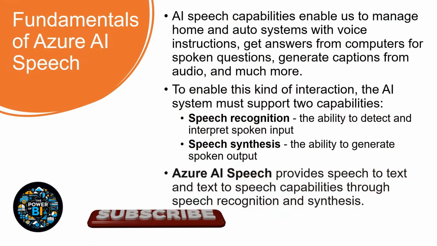Let's get started. Speech capabilities enable us to manage home and automation systems using voice instructions, get answers from computers for questions, and generate captions based on different things. So the interaction involves speech recognition and speech synthesis. Speech recognition is the ability to detect and interpret spoken output, and speech synthesis is the ability to generate the spoken output. Azure AI Speech provides the speech to text and text to speech capabilities through speech recognition and synthesis as well.